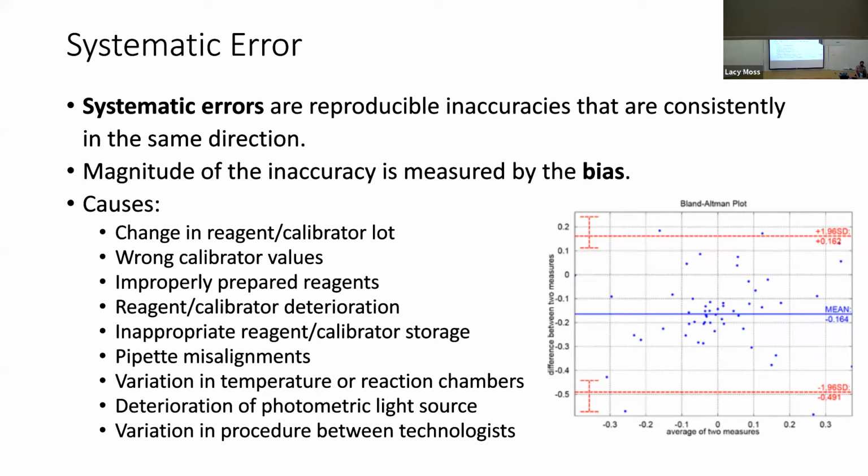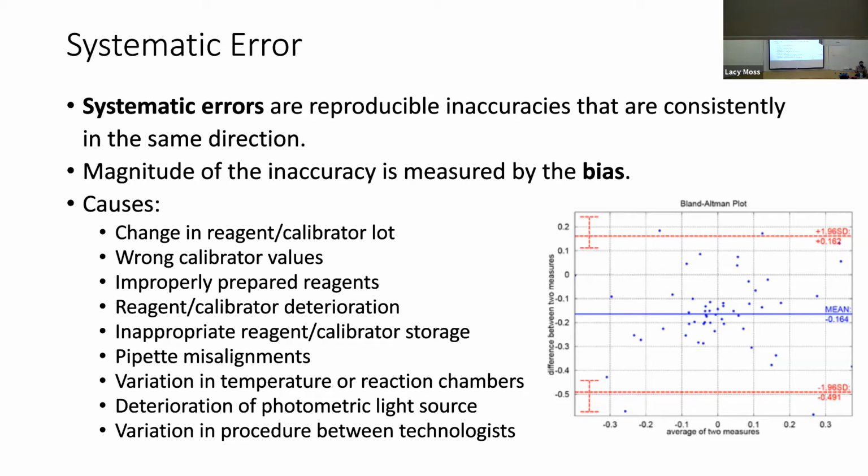You can have put the wrong calibrator values into the computer. You could have prepared your reagents improperly. Say you did a 1 slash 100 dilution instead of a 1 in 100, or you did a 1 colon 100 instead of a 1 slash 100. So you messed it up, and that could affect things. Your reagent or calibrators can deteriorate. They might not be stored properly. Your pipettes might be misaligned in the instrument, or you're not very good at pipetting.